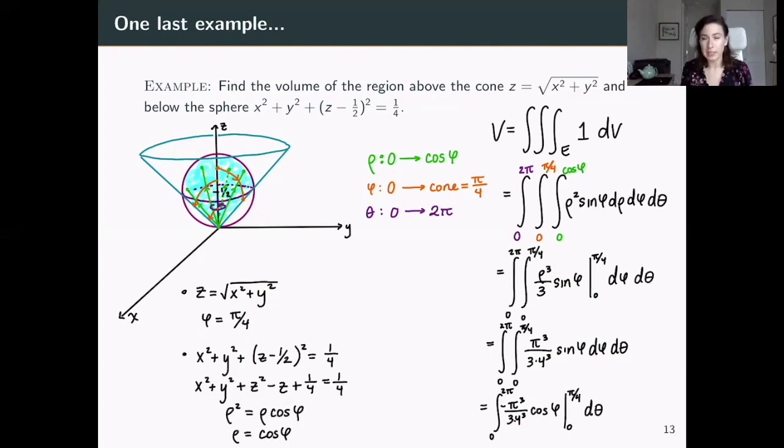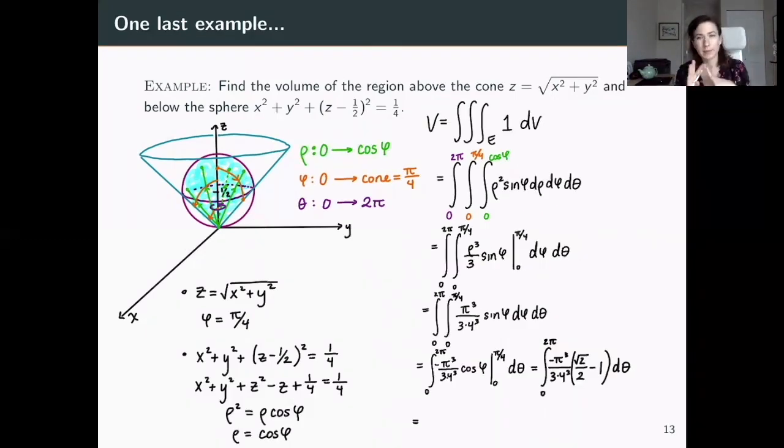Pause the video. I need to resize this to get a little bit more room, and then we will finish up. Picking up, now resized with some extra room here, we can see that we need to evaluate cos of phi from 0 to pi over 4. In doing that, we're going to get root 2 over 2 minus 1 and a d theta. And from here, we're basically done. We have the antiderivative in terms of our theta. I'll have this root 2 over 2 minus 1 times theta from 0 to 2 pi.